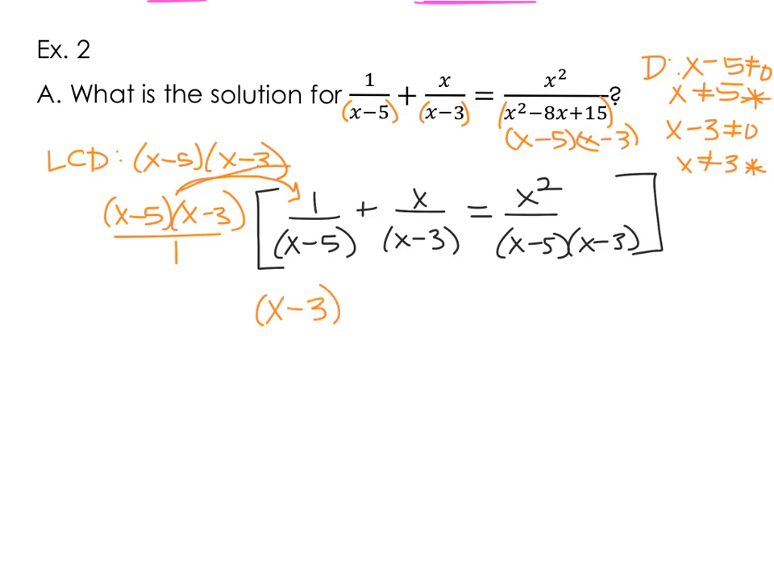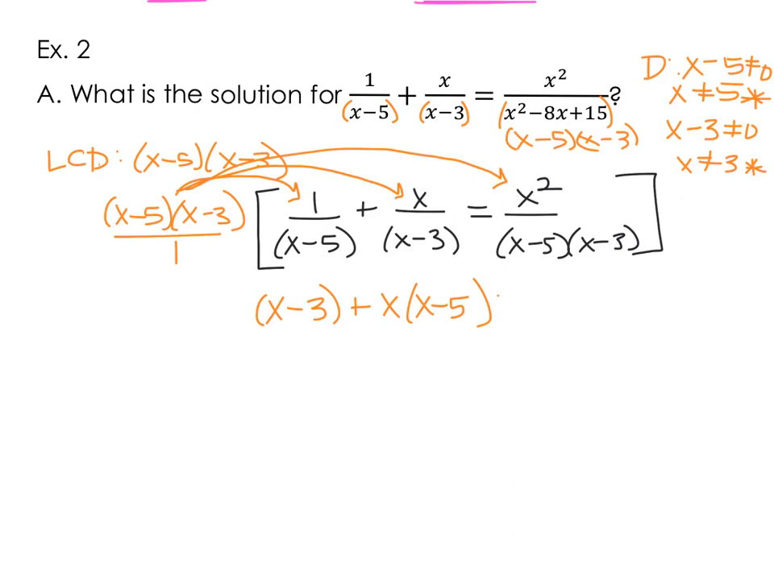If we distribute it to the second fraction, we're going to put a plus in between them. Now the x minus 3 on top would cancel with the x minus 3 on the bottom, and we'd have x times x minus 5 left over. And the cool thing about this is check out the right-hand side.